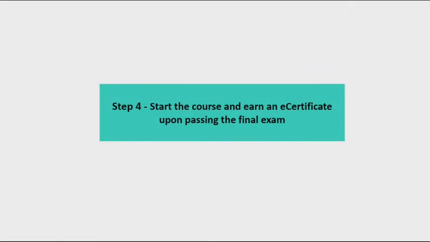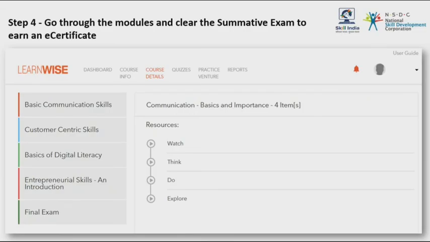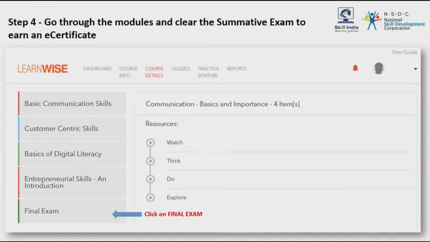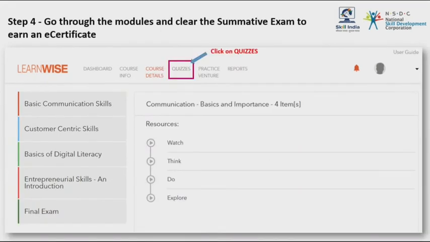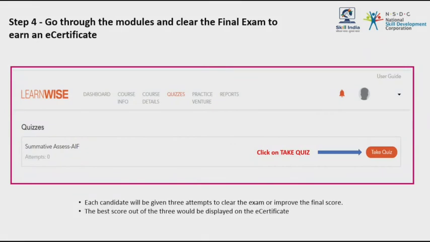Step 4. Go through all the modules and clear the final exam to earn the certificate. After completing all the lessons in each module, you will have to give final assessment. Completing the final assessment is mandatory to complete the course and earn certificate. To give final exams, click on Final Exam. Each candidate will be given 3 attempts to clear the exam or improve the final score. The best score out of the 3 would be displayed on e-certificate. Now click on Quizzes. Click on Take Quiz and complete the quiz.